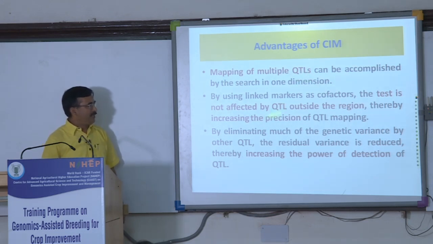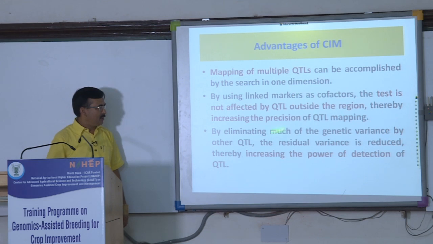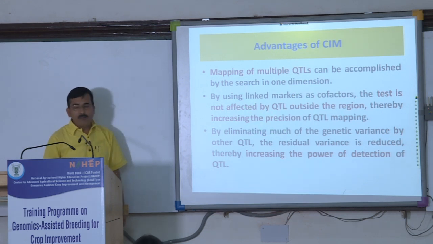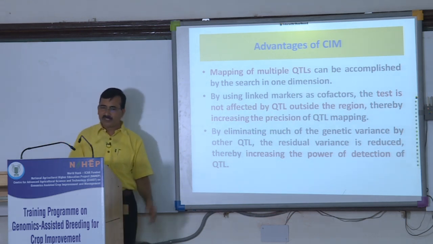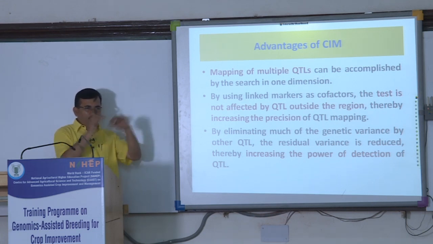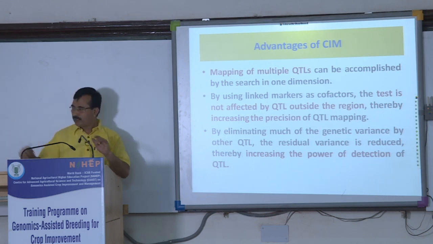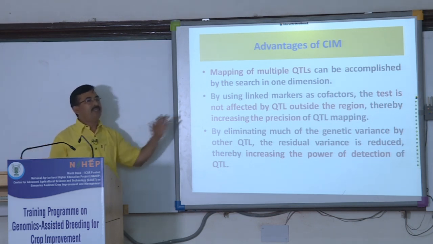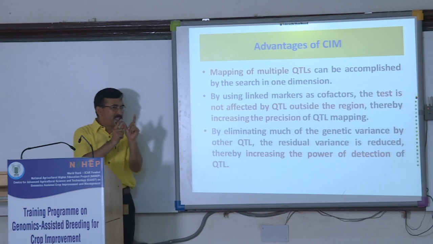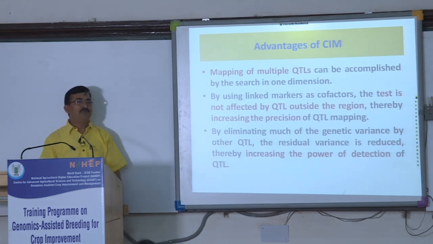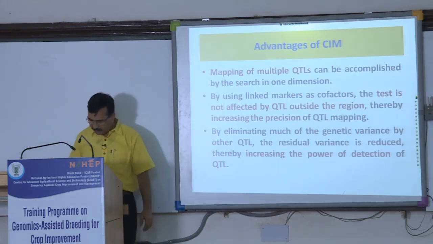You can go for increasing the precision of the mapping, because earlier, as I said, you do not have any data whether it was influenced by other markers or other QTLs, but here you are taking care. So the data coming for your QTL is far better, far more precise.